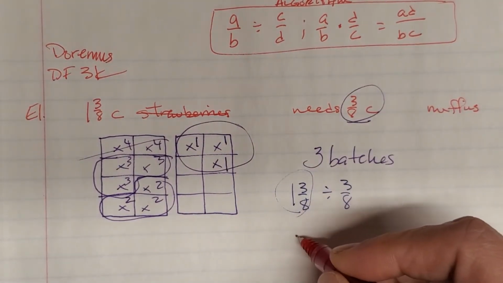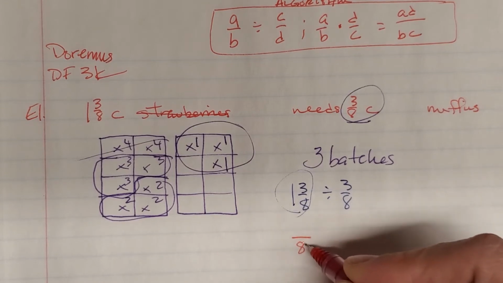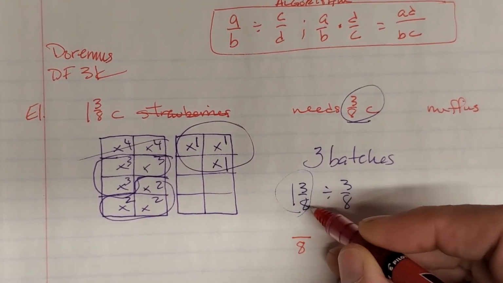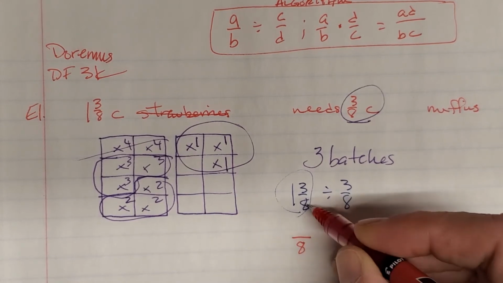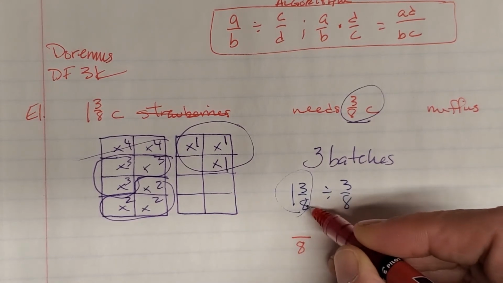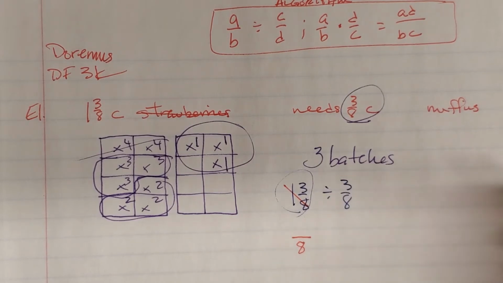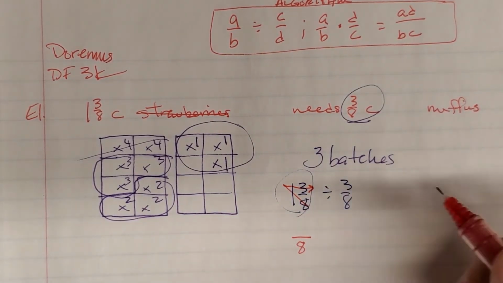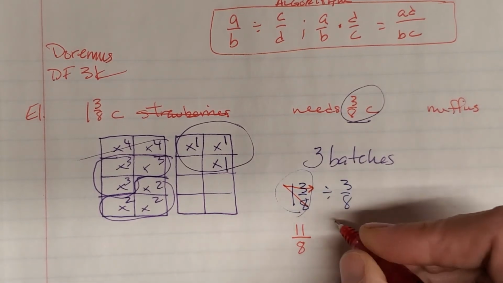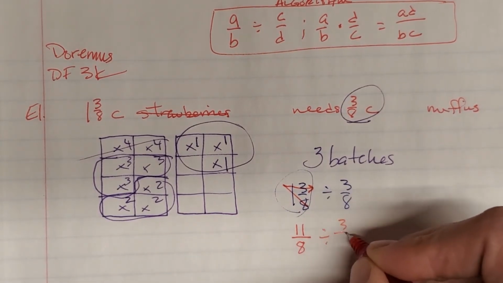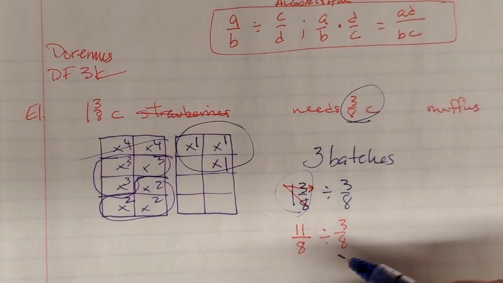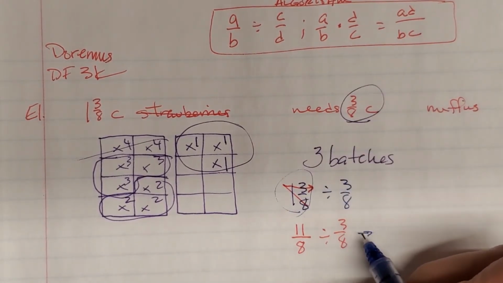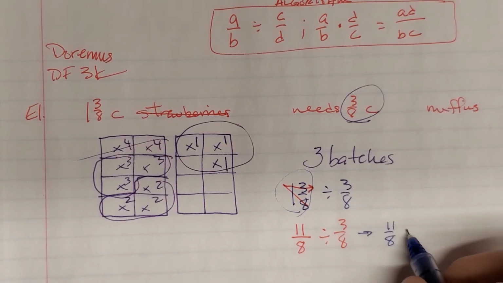We're going to have the same denominator. Okay, same denominator, but now watch this. We need to figure out what's our numerator. So we go denominator times whole number. 8 times 1 is 8 plus 3, 11. Now we can divide it by 3/8. And then we can follow our standard algorithm, right, which we wrote up at the top. So we're going to have 11/8 times.